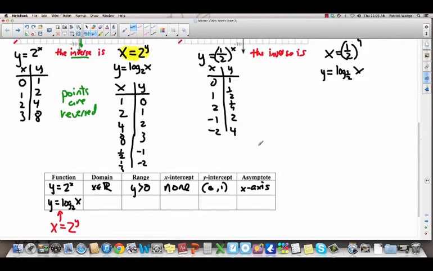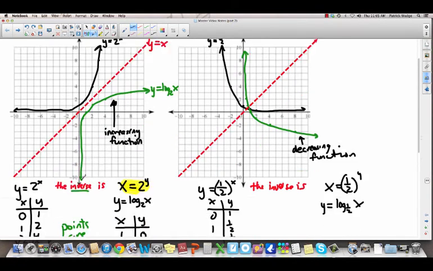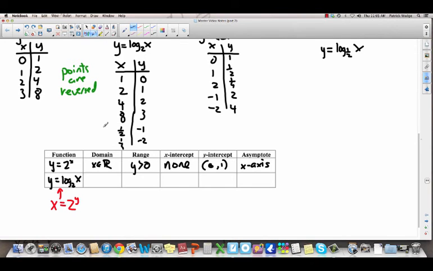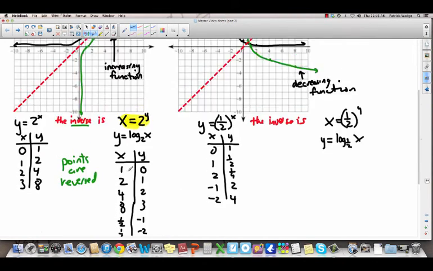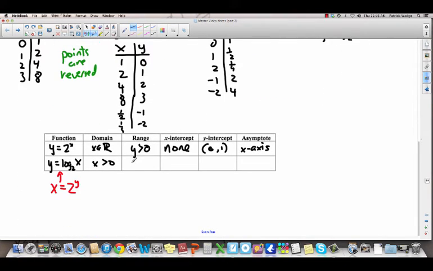Okay, let's compare that to the green graph. What's the domain of the green graph? The green graph, all the x's are bigger than 0. It never goes below into the negatives. So the domain is x is greater than 0. What's the range? Well, it goes down forever and also goes up eventually forever. So y is an element of all reals. See what's happening here? It's all switched, right? x is an element of all reals, y is an element of all reals. y is greater than 0, x is greater than 0.